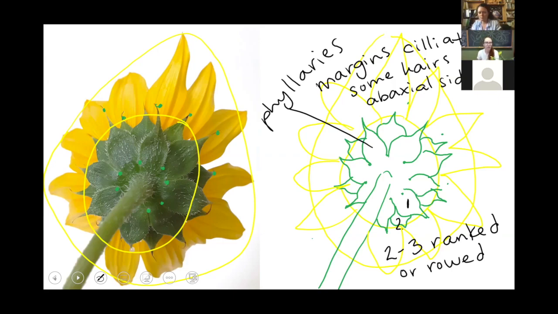And there is one other question about if you know the difference between bracts and phyllaries. So phyllaries are a type of bract. A bract is sort of a specialized leaf structure. So a phyllary is just a type of bract. Great.